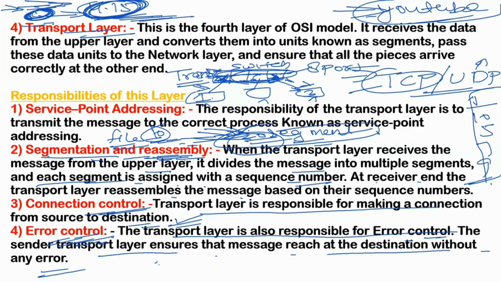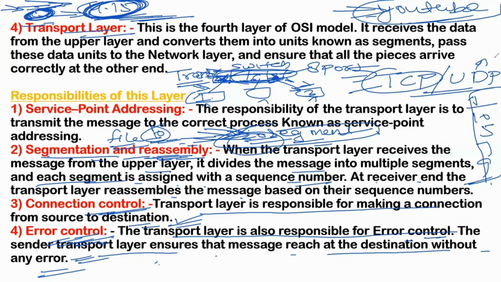Without any error. So it is known as error control, and this transport layer is responsible for this error control by TCP. But we have two protocols on this transport layer.